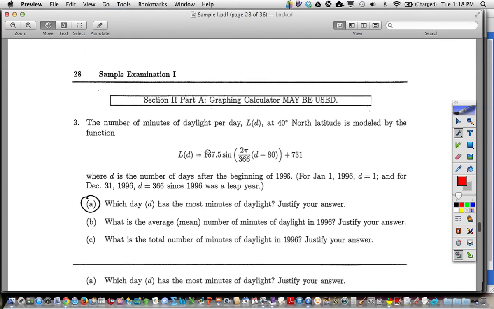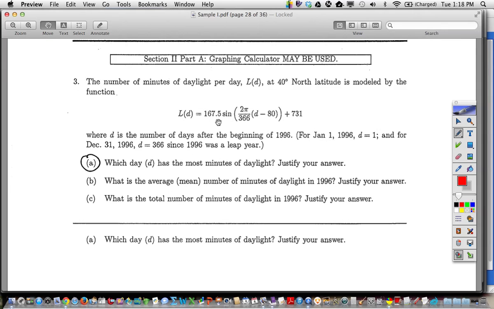All right. Here it is right here, sample 1, problem number 3, and now you've got a copy of that one. It talks about minutes of daylight per day, so that's the L. This is the actual equation. You can use your calculator, obviously, with that equation. I hope so. And then parts B and C. What is the average number of minutes of daylight? That sounds very familiar to what we were just talking about. What's the total number of minutes of daylight in 1996? And so that's a problem we could do.